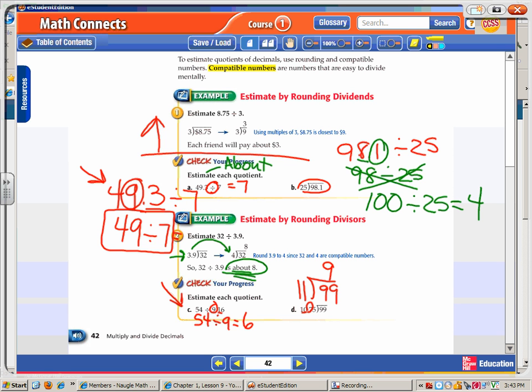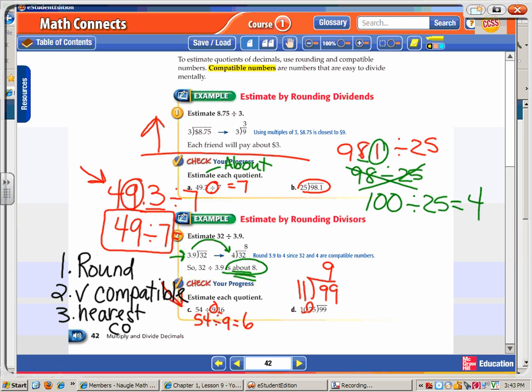So first, rounding to the nearest whole number. Second, making sure that it's compatible. So first, round. Second, check compatibility. I'm just going to write compatible. And then third, at that point, you decide if it's not compatible, what is the nearest compatible number.